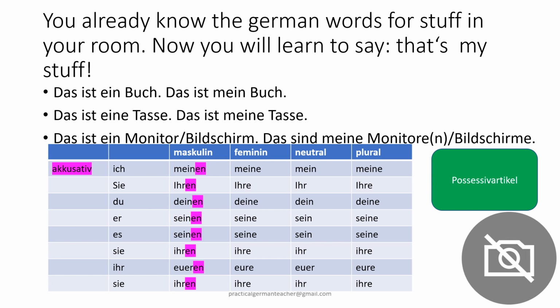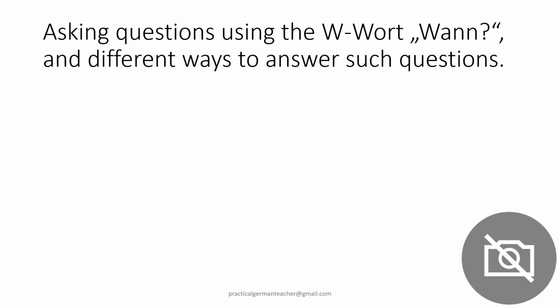Here are the possessive articles in accusative form. The table before was for nominative form. As you can see, the only change that happens is for the masculine nouns. We'll just skip through the slides. You can pause if you want.